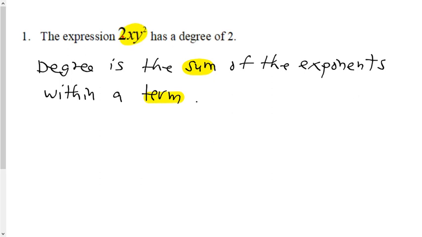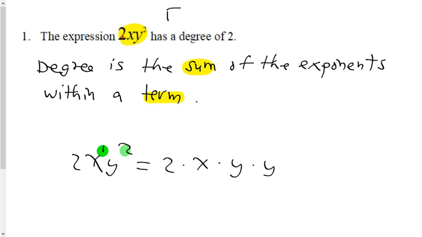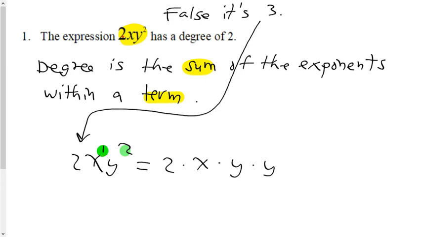So fortunately for us, 2xy squared is just a term. And if we think about the exponents, 2xy squared is actually equal to 2 multiplied by x multiplied by y multiplied by y. That's what it means. The exponent on the x is actually a 1, which means the sum of the term 2xy squared is actually 3. So therefore, we can say false. It's 3. And then you can show right here, 1 plus 2 equals 3. Something like that would be totally okay for your work.